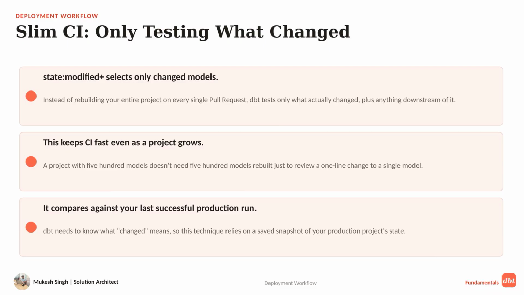production run. On a truly large project, this difference can mean a CI check finishing in under a minute instead of taking 20, which changes how often people are willing to open small, careful pull requests.